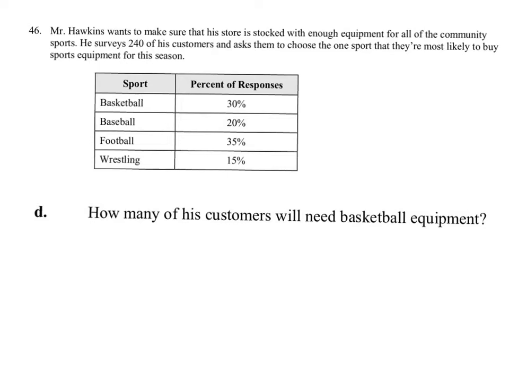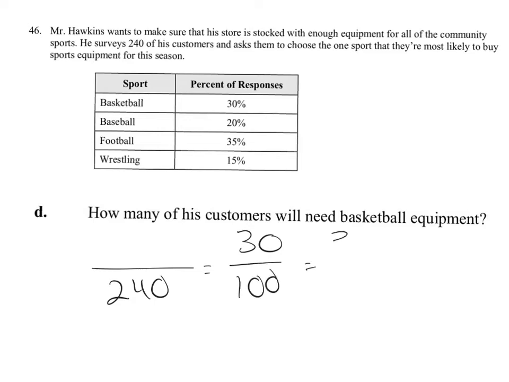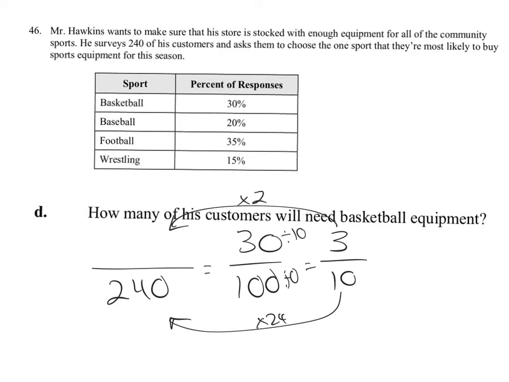Okay, and the last one for question 46. How many customers will need basketball equipment? So for this one, I'm actually going to do the 240 over 30% out of 100 again, and simplify this to 3 tenths by dividing both of these by 10, because then I can multiply this by 24 and then just do 3 times 24 to get my answer.